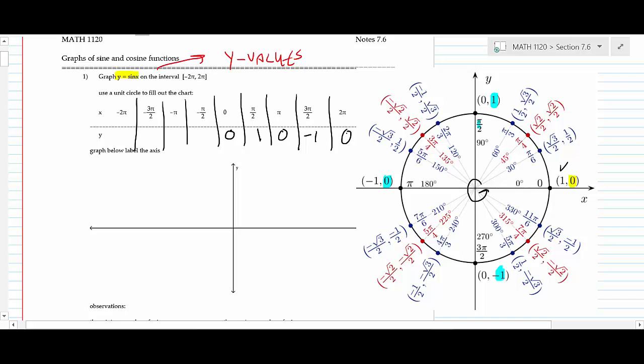Now what that gives you is what's called 5 key points. It's going to just keep doing that forever, right? Once you get to 2 pi, when you get to 4 pi, you'll be back to 0. It's always going to be that.